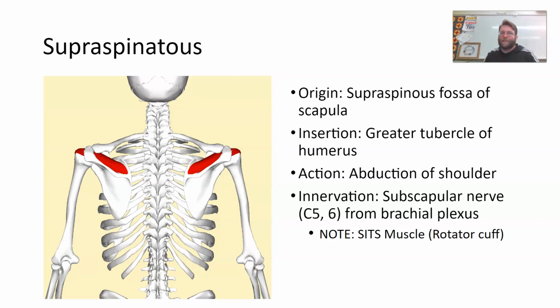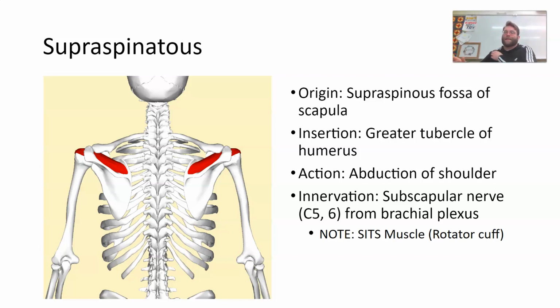The first S refers to the supraspinatus. So the supraspinatus, if you remember when we looked at the bones in your scapula, you had your supraspinous fossa and your infraspinous fossa. Well, in that supraspinous fossa, you have your supraspinatus, so the muscle that sits in the area that's superior to the spine of the scapula.